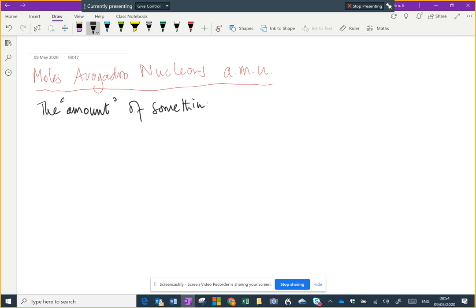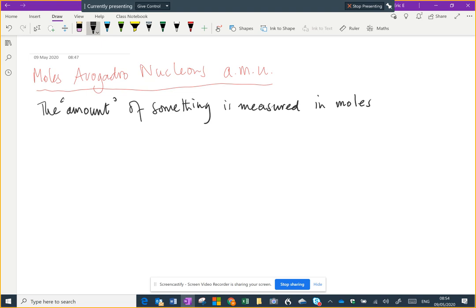You see, you're absolutely right to say it's the amount of something. The amount of something is measured in moles. And this is because sometimes you just need to know the number of some things rather than how much mass they have or how much volume they have. You just need to know the number of them. And so we define a mole.